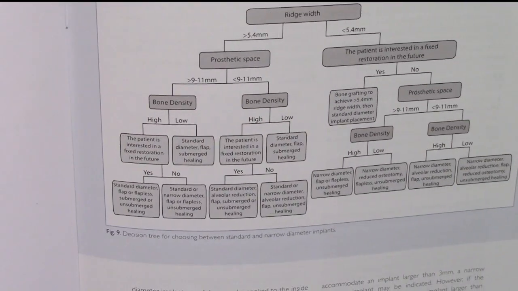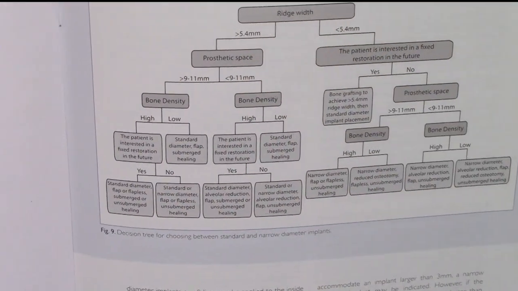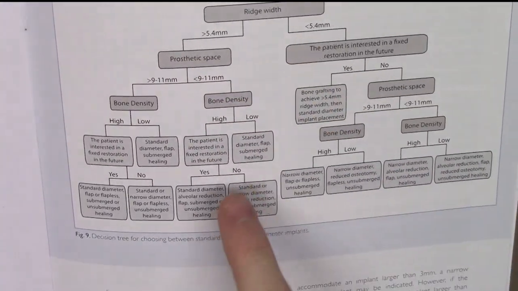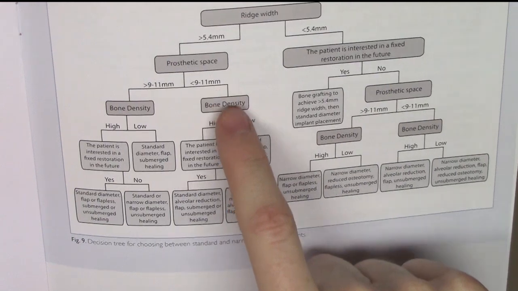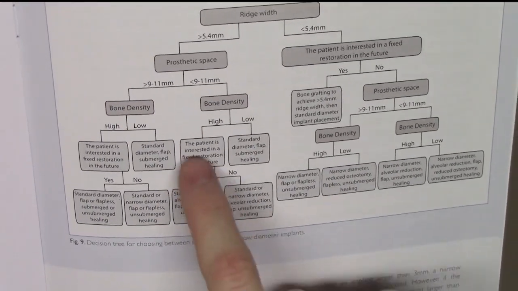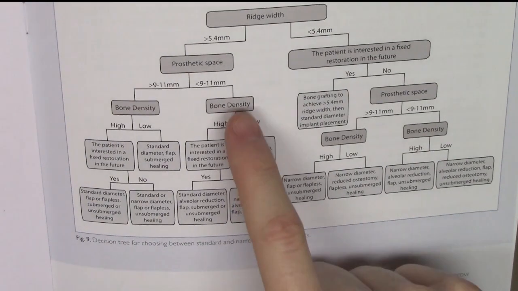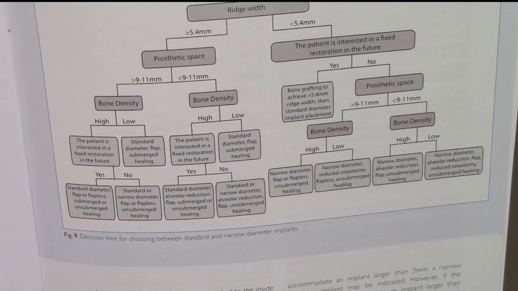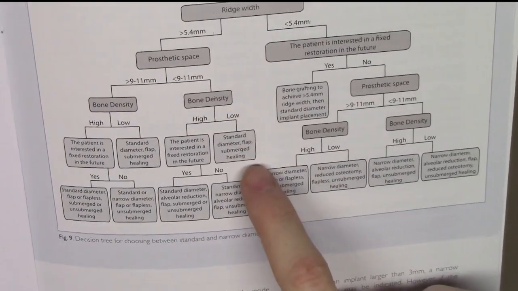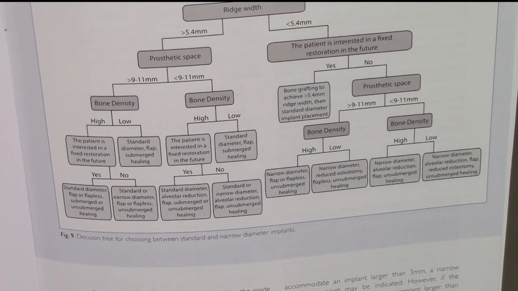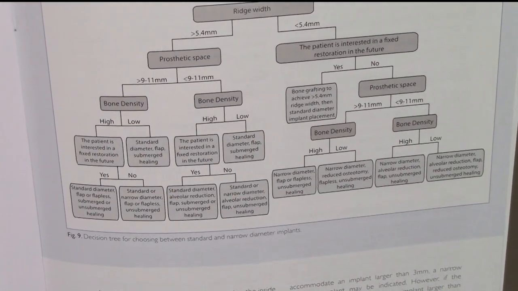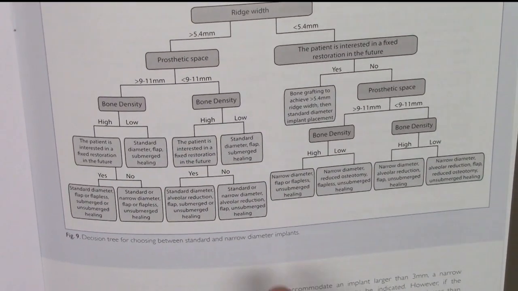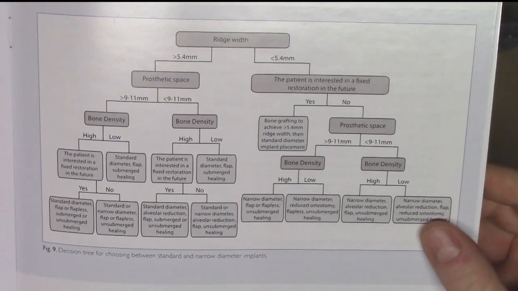With a standard diameter implant, I can bury it below the soft tissue, which is a huge indication and a plus for me. Additionally, when I don't have enough prosthetic space and my bone density is high, we can see here that we're going to have to do some sort of alveolar reduction. And many times, if we have high bone density and the patient's interested in a fixed restoration in the future, typically we're going to bone reduce and place a standard diameter implant. When the bone density is low, we're also going to be placing a standard diameter implant with a flap and submerged healing. When the prosthetic space needs to be created and the patient is not interested in a fixed restoration in the future, you can place either a standard or narrow diameter implant.